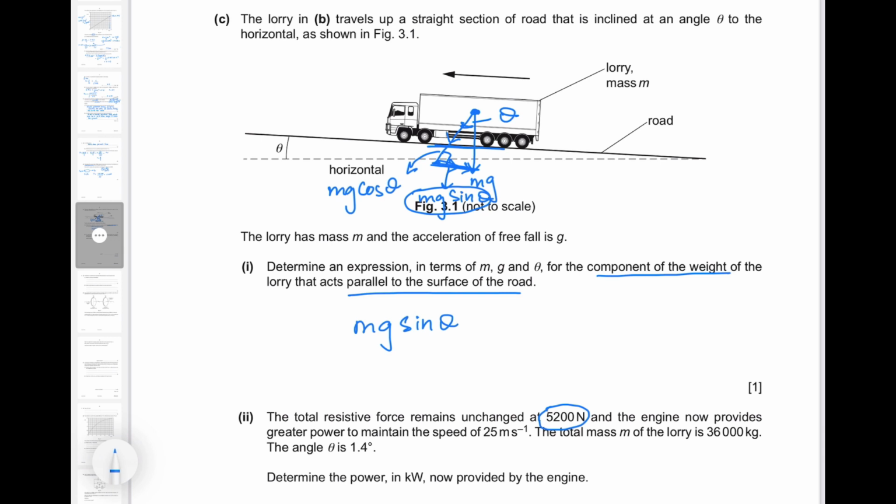So now not only do you have 5200 newtons opposing the motion of this lorry, now you also have mg sine theta, which acts in the opposite direction to the direction of motion, which means the engine now has to provide greater power in order to overcome this force and maintain the same speed at 25 meters per second.